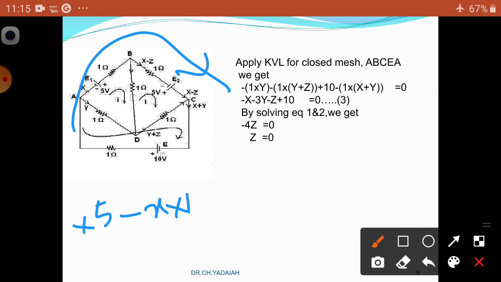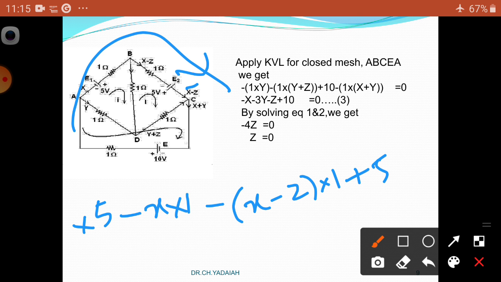Then we take the minus value simply. What is the current? X minus Z. What is the resistance? 1. Next, voltage source, minus to plus, raised plus. What is the value? 5 volts.